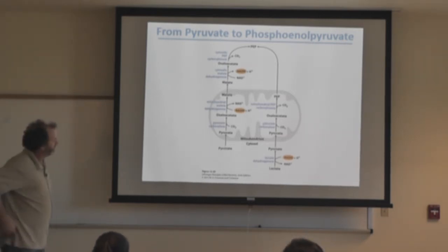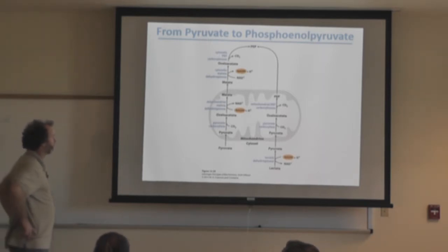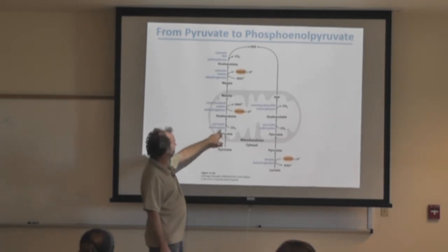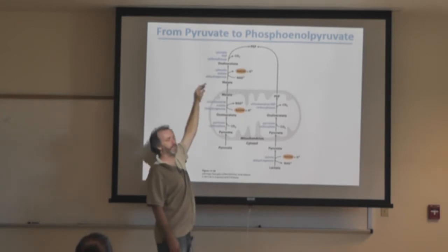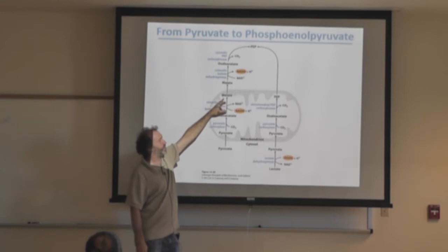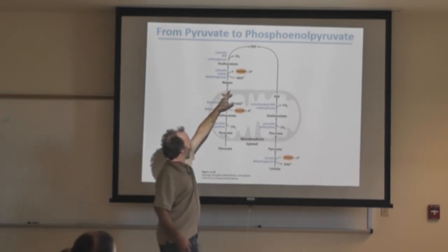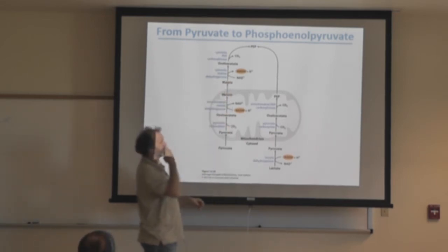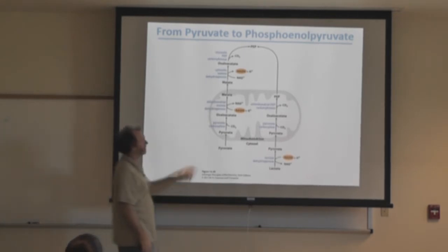So, from pyruvate to phosphoenolpyruvate: certain things occur in the mitochondria and certain things only occur in the cytosol. Pyruvate will enter the mitochondria and get converted to oxaloacetate. Oxaloacetate can't be transported out of the mitochondria, so it has to be reduced to malate before it can be transported out. Then malate can be reoxidized to oxaloacetate to produce PEP. So there's a bit of a shuttle that you have to go through.